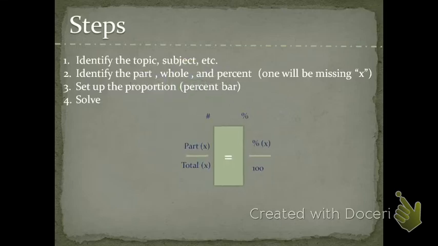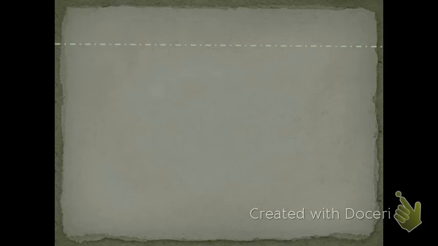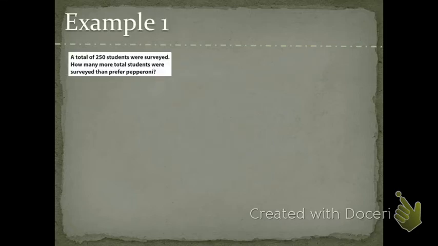Okay, if you don't remember, here's your percent bar. You have your part to total, percent over 100, and then x could be in any of those 3 spots. Example 1. A total of 250 students were surveyed. How many more total students were surveyed than prefer pepperoni?